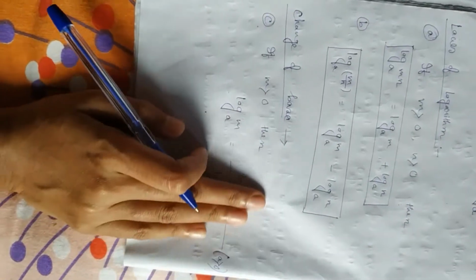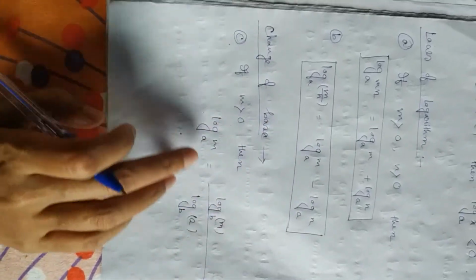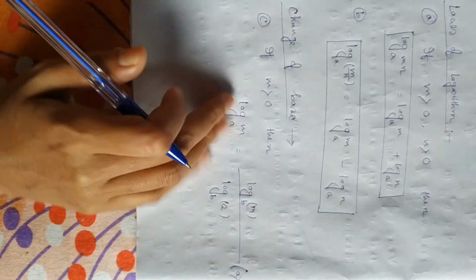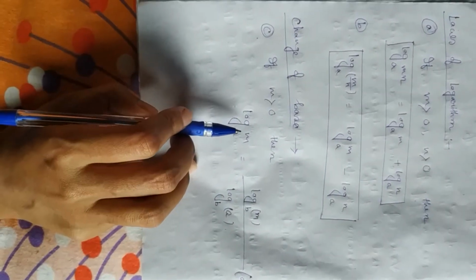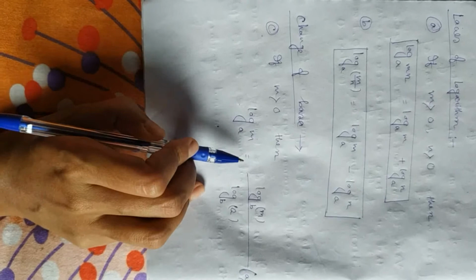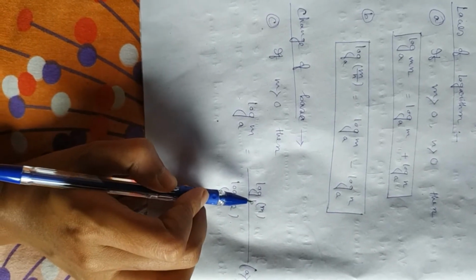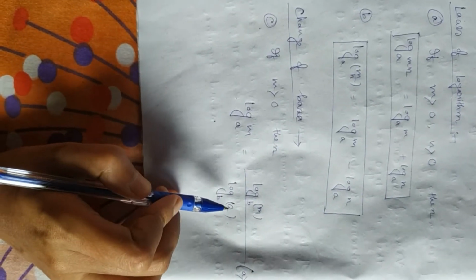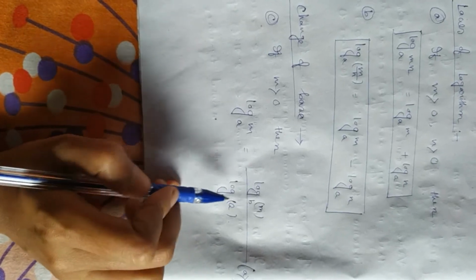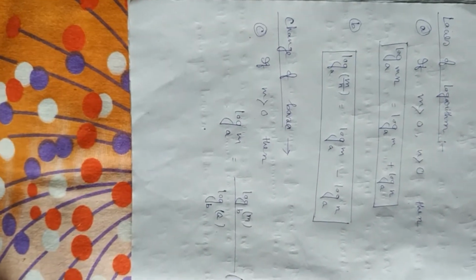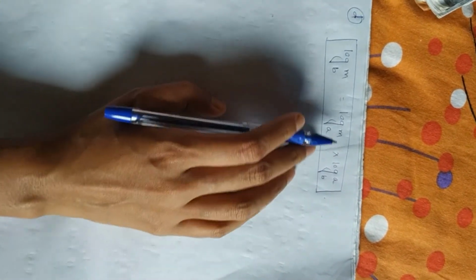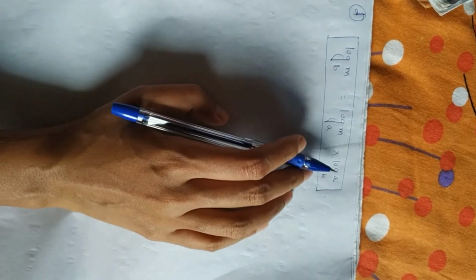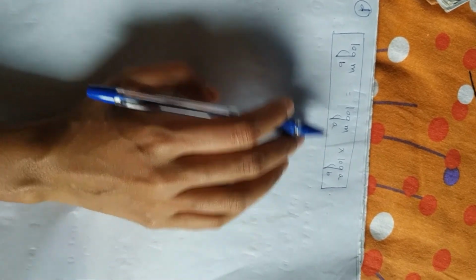Now the formula for change of base, means I will change the base now. If m is any number greater than 0, then log of m to the base a can be written as log of m to the base b divided by log of a to the base b. So I have changed the base. The other formula is log of m to the base b equals log of m to the base a into log of a to the base b. This is another formula.